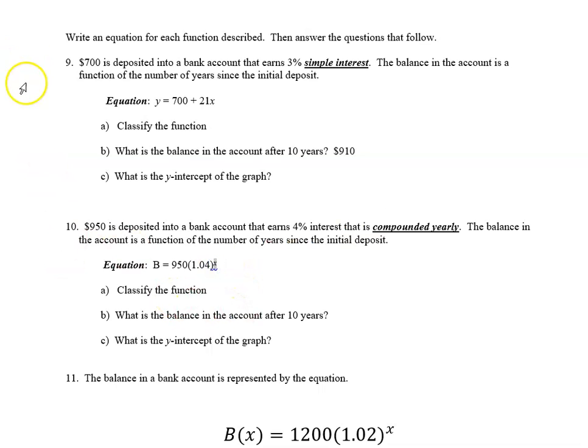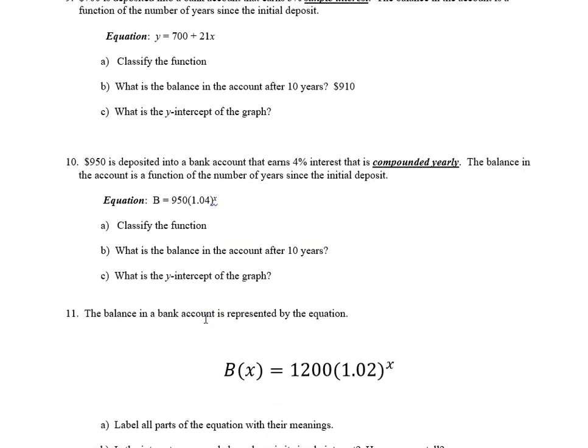Notice it's an exponential function, so you would say exponential for part A. The balance after 10 years, you would take your exponent and you would replace that with a 10. So let's see what that is. We would have to round this one off to the nearest penny. So to the nearest penny, this would be $1,406.23. What is the y-intercept of the graph? That would be 950, and that would be the number of dollars you started with, or the deposit.